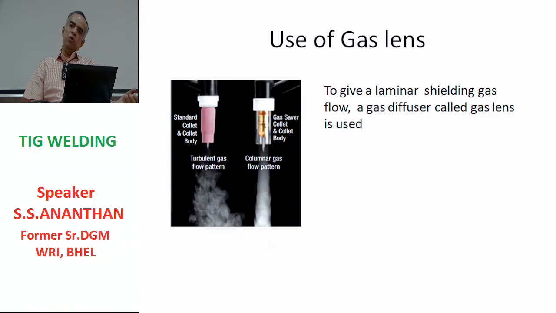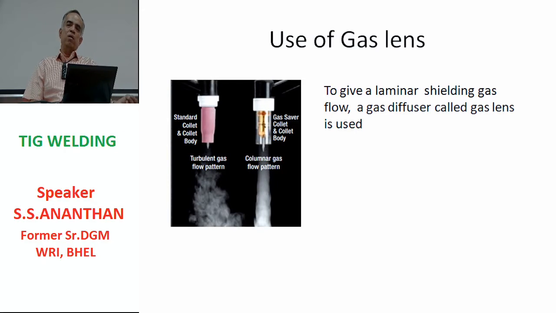with a small component which is attached to the torch, which has a lot of holes through which the gas is emanating. As you can see in the picture, the left side picture shows the type of gas flow which occurs when there is no gas lens, and the right side shows you the gas flow when it is with a gas lens. The flow is very laminar and very, very convenient.